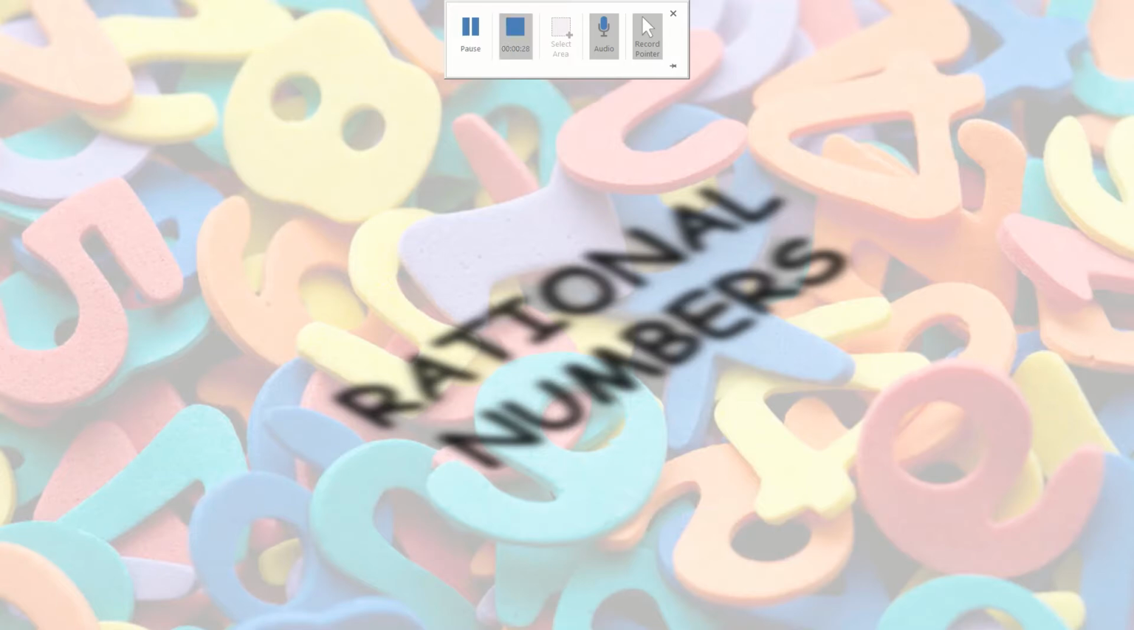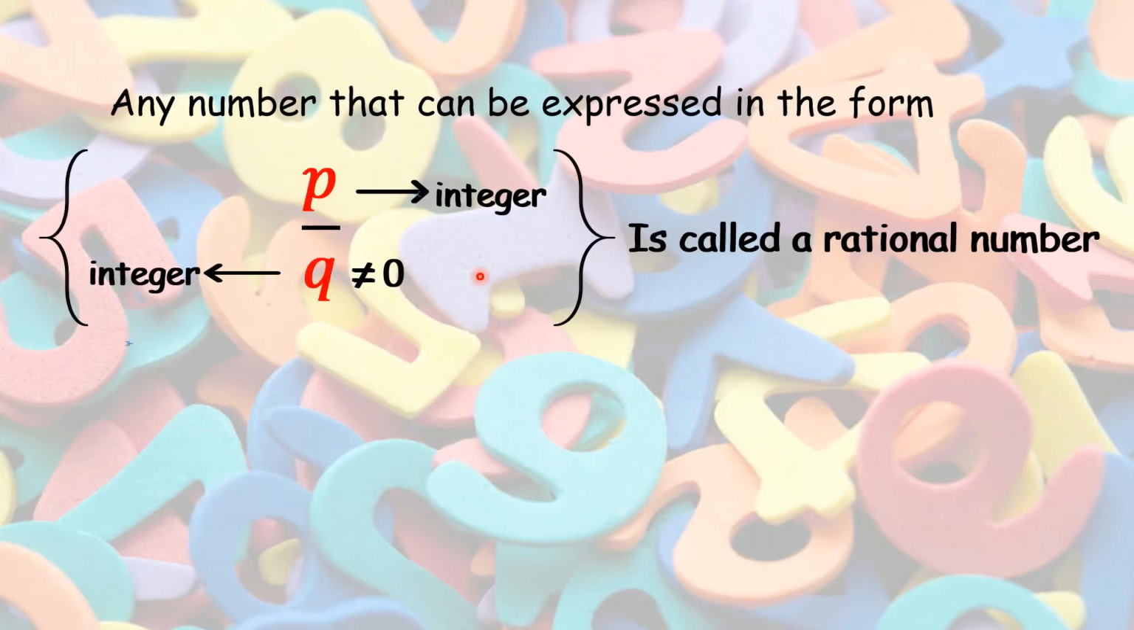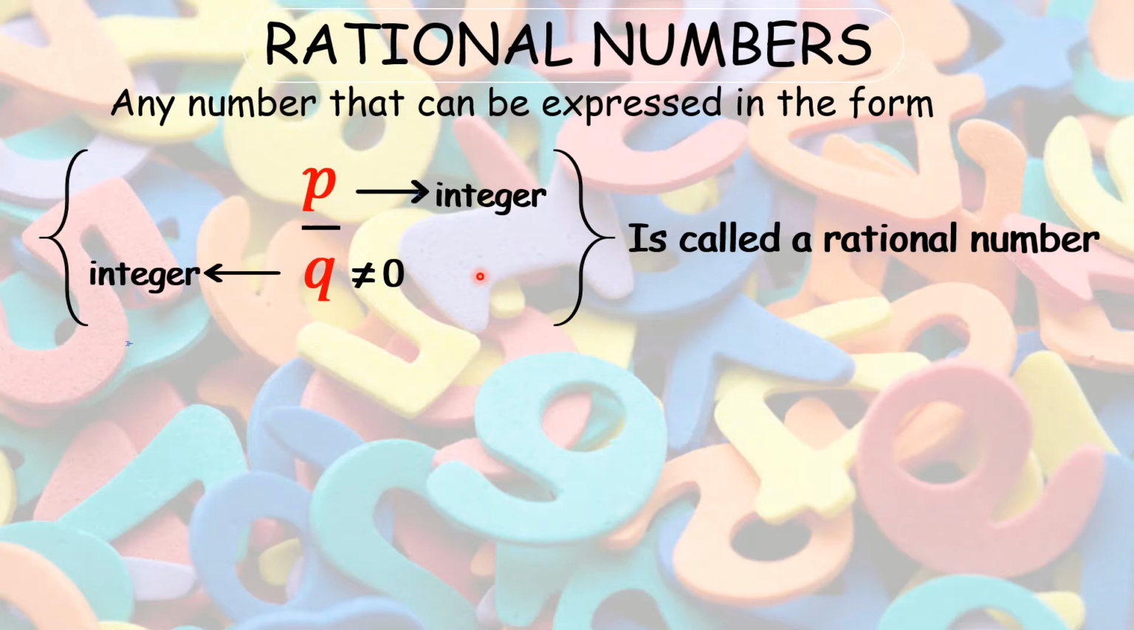When we speak about rational numbers, what do you think a rational number is? Rational numbers are numbers which can be expressed in the form of p by q. Any number which can be expressed in the form of a ratio or a fraction, or in the form of p by q, is termed a rational number, where p and q are two integers, and where q is not equal to 0. So these are our rational numbers.